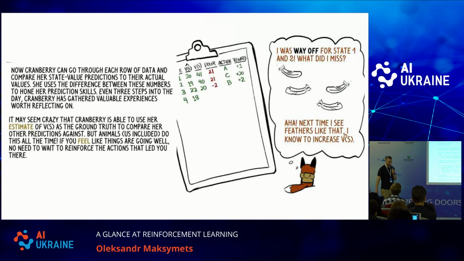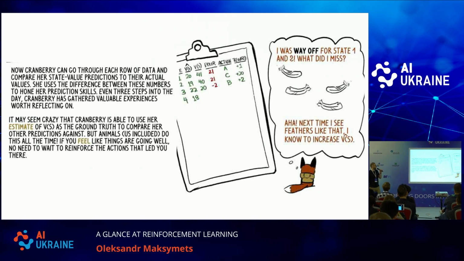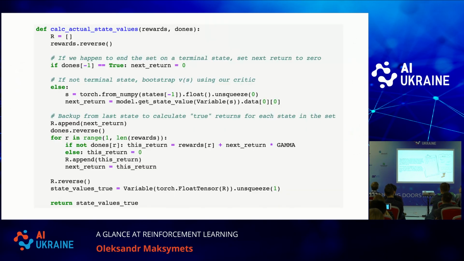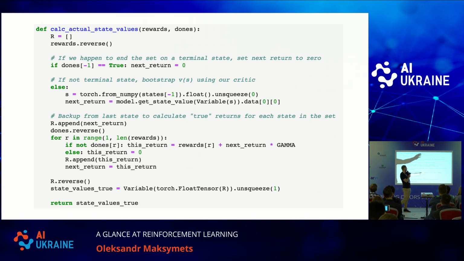So here is the code for what was just mentioned: calculating this right, true value function, and backpropagating the error. We have rewards, and we have whether it was the last state or not. We do a reverse for rewards and dones. Why is that important? Because we are moving from the back, propagating from the end of the list, as you saw. Then we handle the end of episodes.